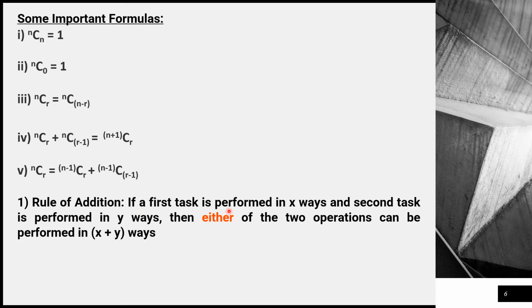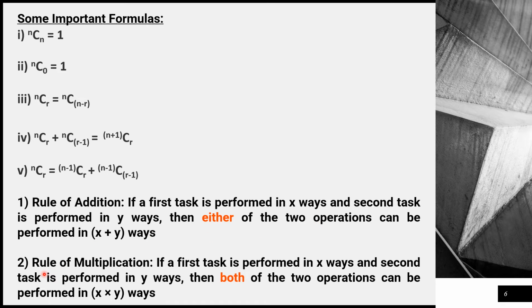See, if a first task is performed in X ways and a second task is performed in Y ways, then either of the two operations, either one, can be performed in X plus Y ways. Rule of multiplication means, similarly, if a first task is performed in X ways and a second task is performed in Y ways, then both of the two operations can be performed in X into Y ways.